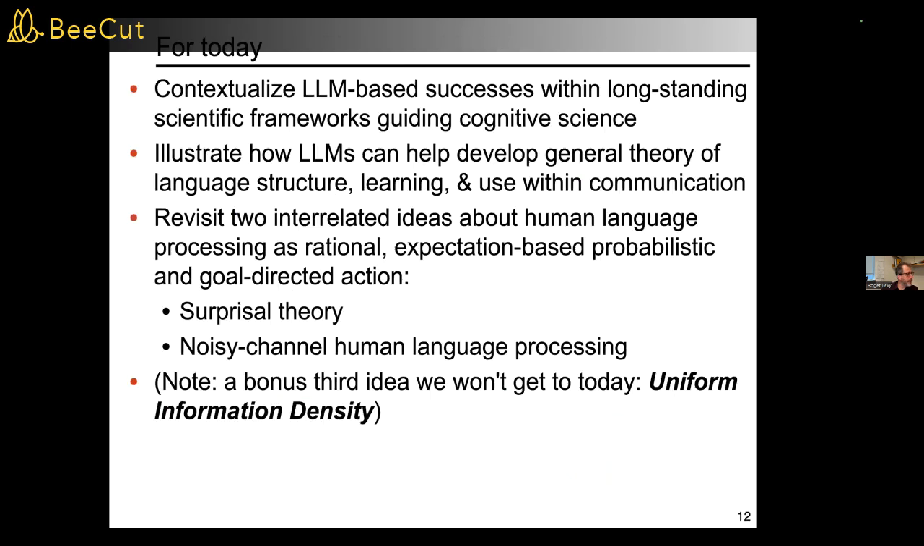So for today, I don't think we're going to have time for all of this, but these are some of the things that we try to do in my research. We try to contextualize the successes of LLMs within long-standing frameworks guiding cognitive science. We illustrate how LLMs can help develop general theory of language structure, learning, and use within communication, revisit interrelated ideas about human language processing as rational and expectation-based, probabilistic, and goal-directed action: surprisal theory, noisy channel, human language processing. We're not going to get to uniform information density, but that's also an idea that is related here and that LLMs have helped us revisit.